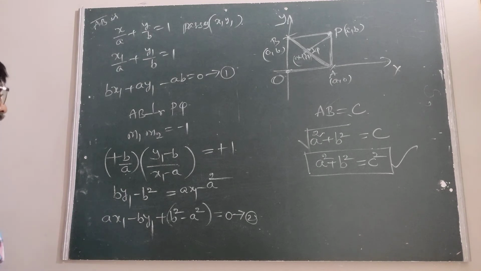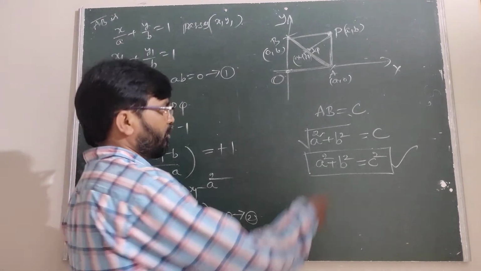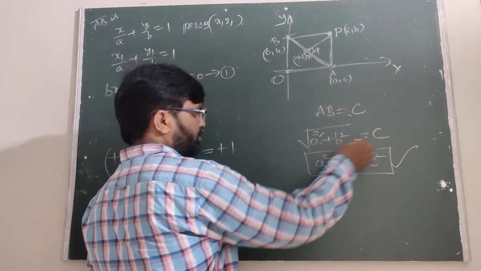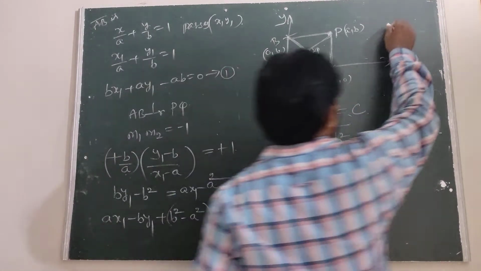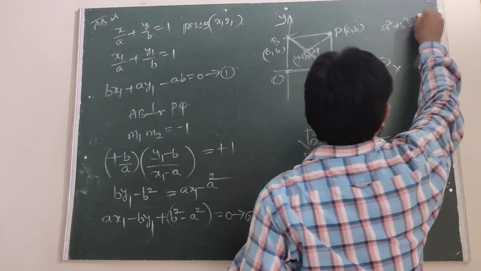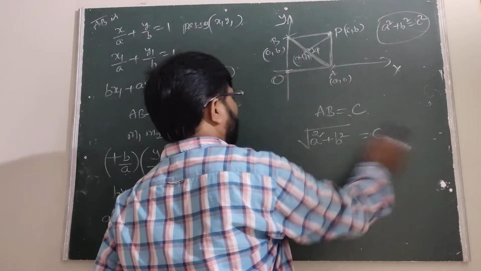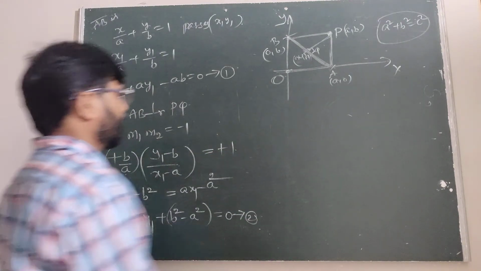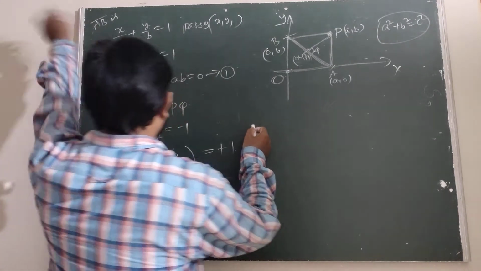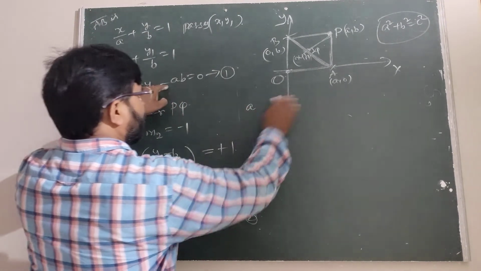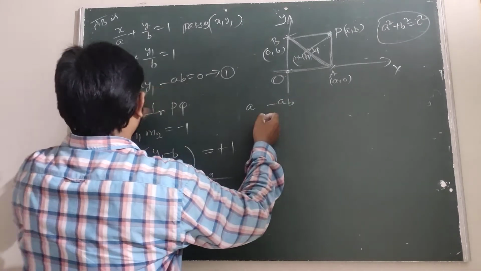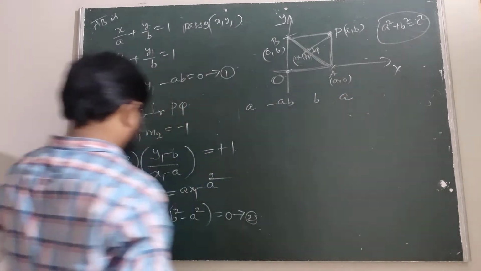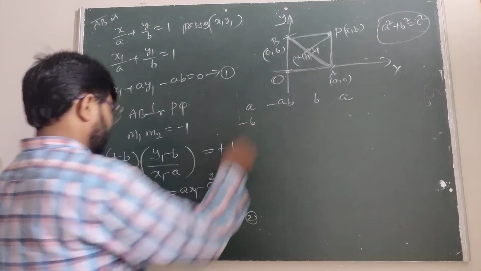Now the point of intersection of 1 and 2. How to find the point of intersection of 1 and 2? Just remember here, the length AB is c, the root of a square plus b square is c. Therefore a square plus b square equal to c square. Now the point of intersection of 1 and 2: the coefficient of this is a. This is minus ab. Now this is b. This is a. Similarly we can write this as minus b.